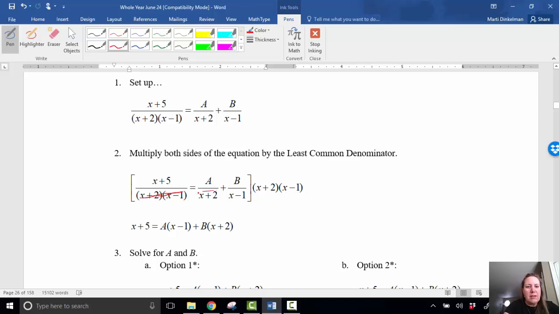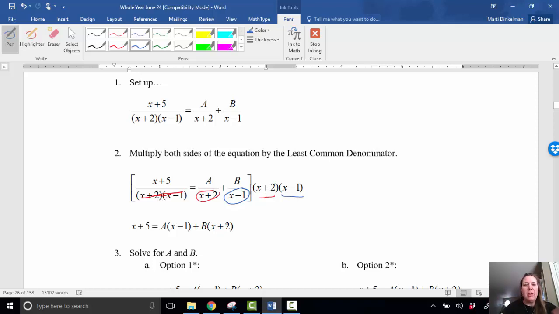On this one, the x plus 2 will cancel with the x plus 2, but we'll still be left with this x minus 1. So here you can see we're left with A times x minus 1. And then for this next one, for the B, the x minus 1 would cancel, but we'd be left with the x plus 2.